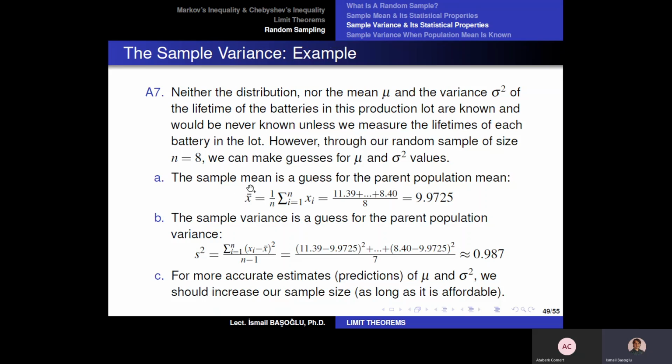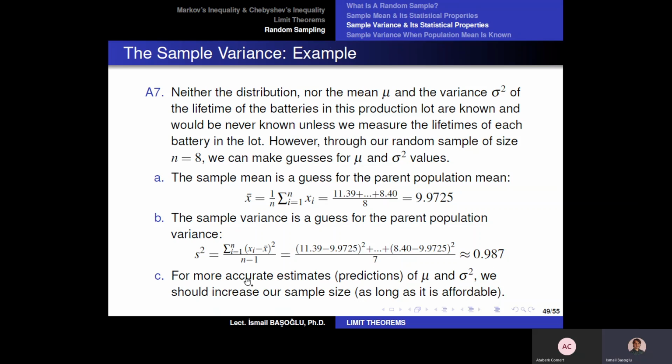However, we can say that the sample mean of these 8 observations, which is 9.9725, is the best guess that we have with our sample for the true parent population mean. And the sample variance coming from 8 observations is evaluated by dividing the squared deviations by 7. Be careful, n-1, we are dividing by 7. Therefore, 0.987 is going to be the variance estimate for sigma squared.